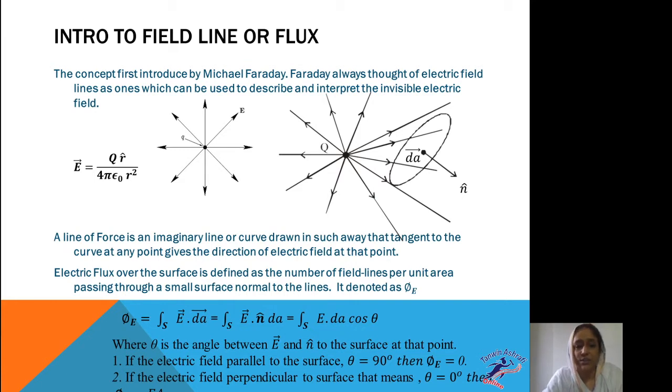Now, electric flux over a surface is defined as the number of field lines per unit area passing through a small surface normal to the area. That is what we know as flux.